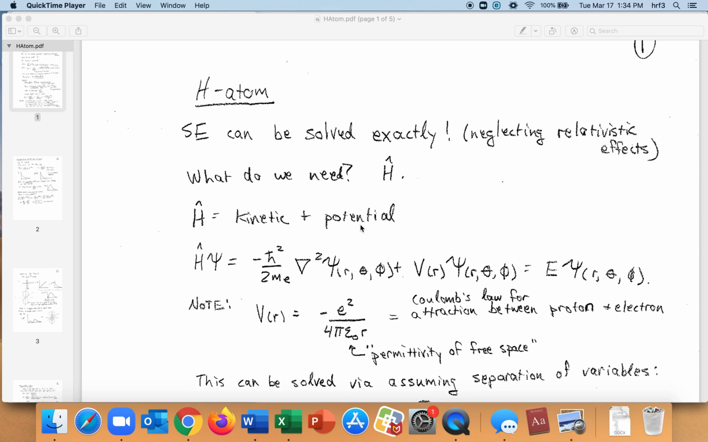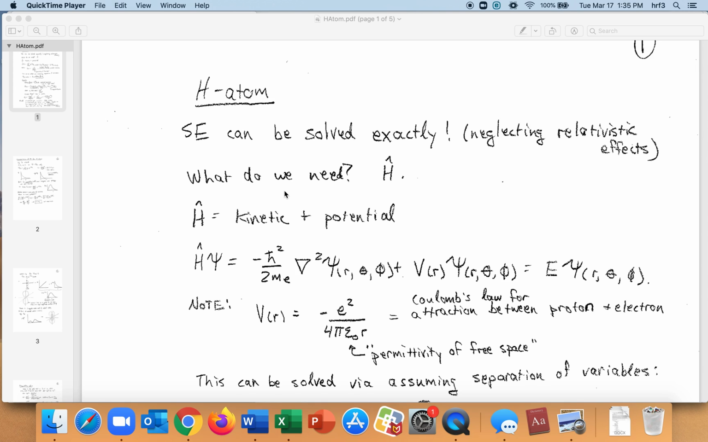Everybody, I'm going to talk about the next system we're going to look at. That's the hydrogen atom and solving the Schrodinger equation. If you haven't already looked at the one for the angular momentum and rotations, that's up on Moodle. So anyway, the hydrogen atom Schrodinger equation can be solved exactly if we neglect relativistic effects, which we will, at least for now. Later we'll need them if we want to talk about spin.